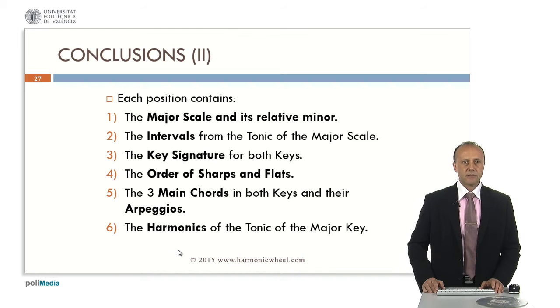In each position we find the major scale and its relative minor, the intervals from the tonic of the major scale, the key signature of both keys, the order of sharps and flats, the three main chords in both keys and the arpeggios, and the harmonics of the tonic of the major key.